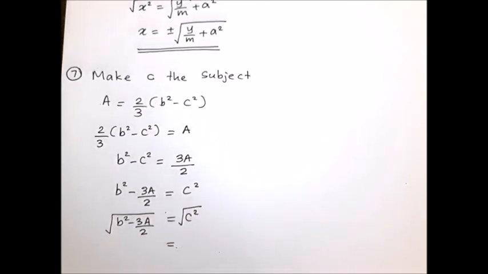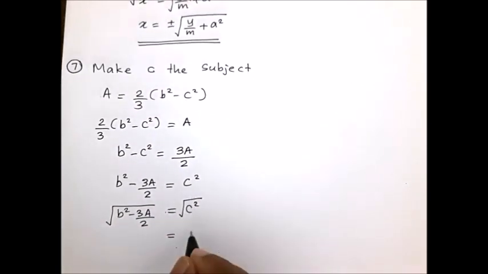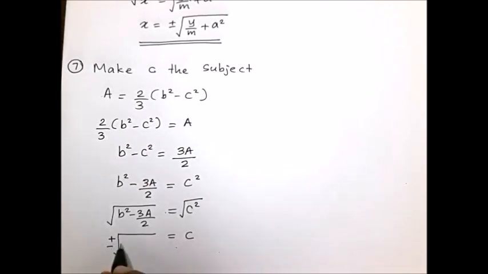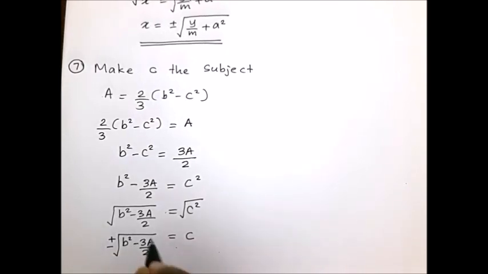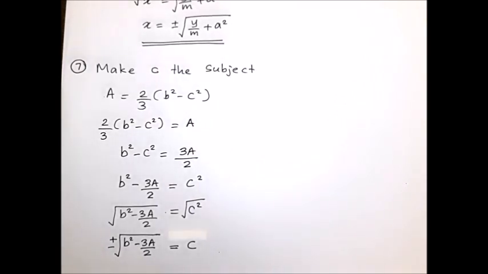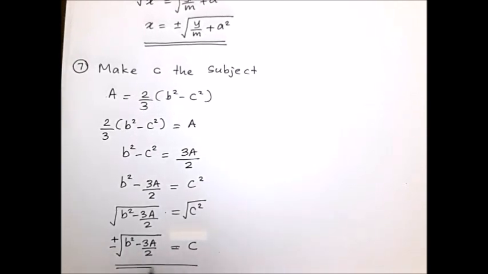Here squared and square root cancel each other, only c remains. On this side you have to write both plus or minus b squared minus 3a divided by 2. c equals plus or minus the square root of b squared minus 3a divided by 2. This is the answer.